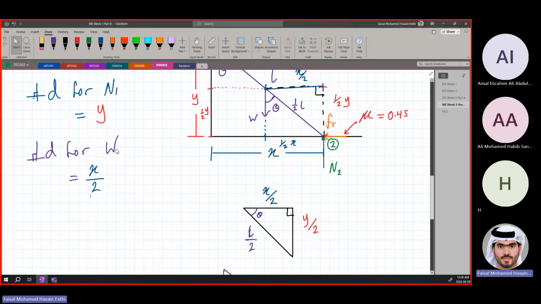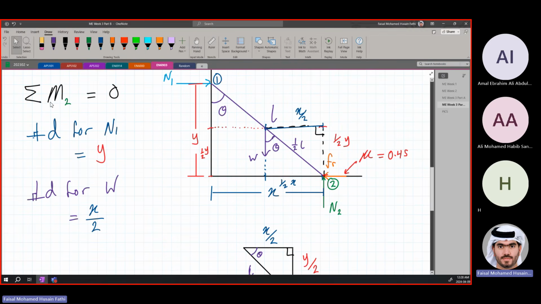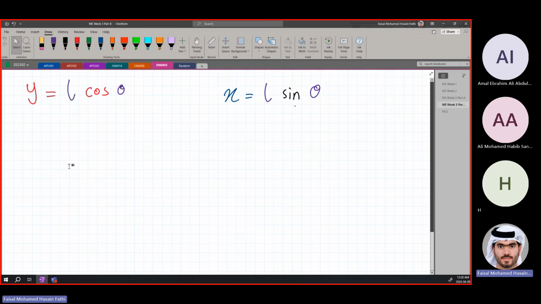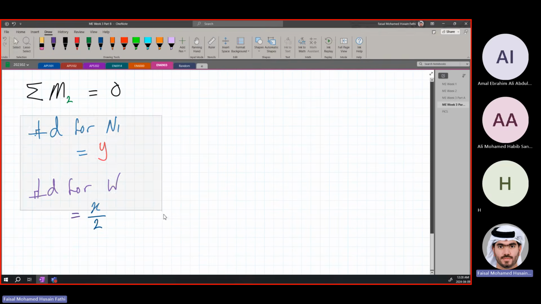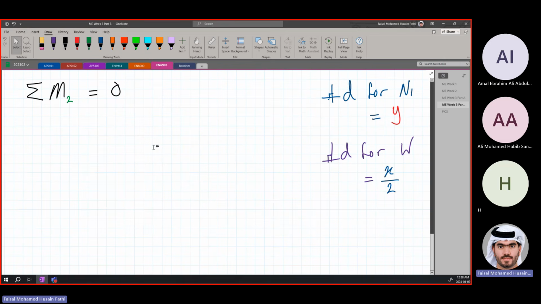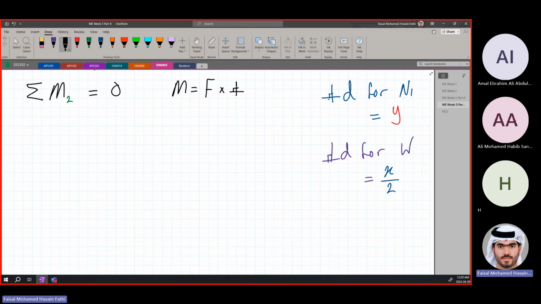So now we know the perpendicular distance for W and we know the perpendicular distance for N1. Now we can finally write our moment equation completely. So let's move this all down here. Then we know these are the perpendicular distances. Let's keep them on the side. So sigma moment equal to 0. The first moment we have is, again, just a reminder, moment is simply the force times the perpendicular distance. All right. The first moment we have is the one for N1. So it's going to be the force N1 times its perpendicular distance, which is Y.